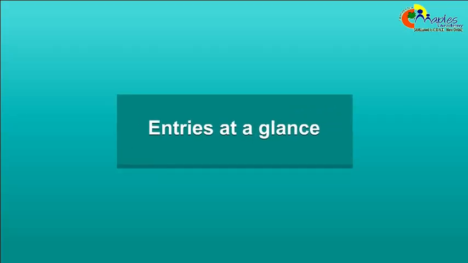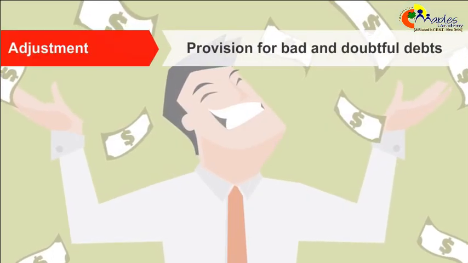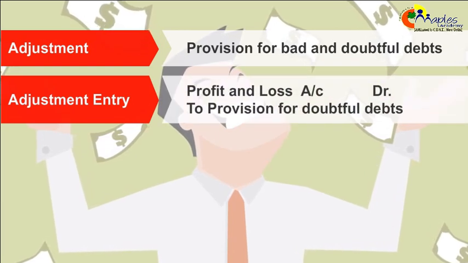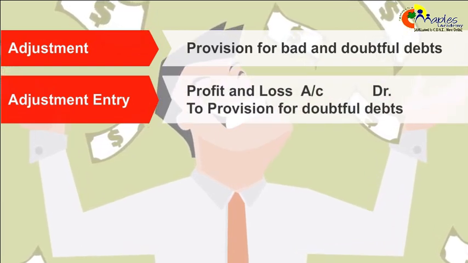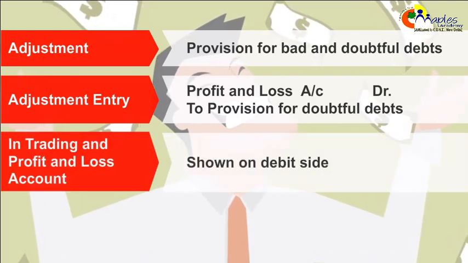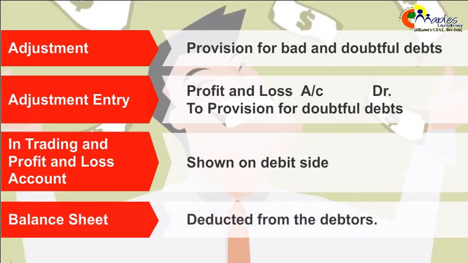Entries at a glance continued. Adjustment: provision for bad and doubtful debts. Adjustment entry: profit and loss account debited to provision for doubtful debts. In trading and profit and loss account, shown on the debit side. In the balance sheet, deducted from the debtors.